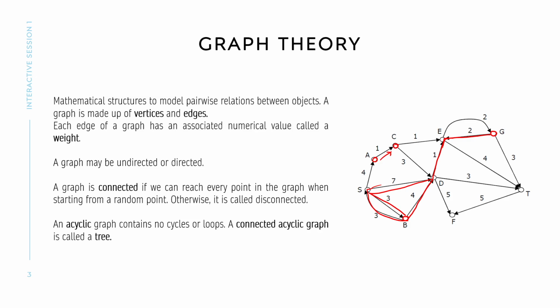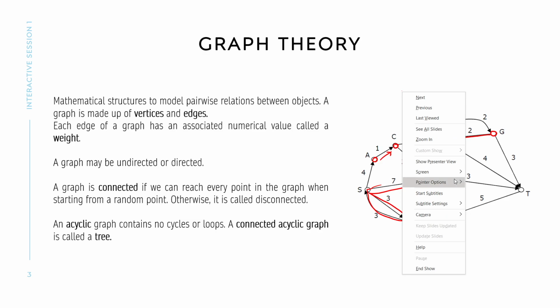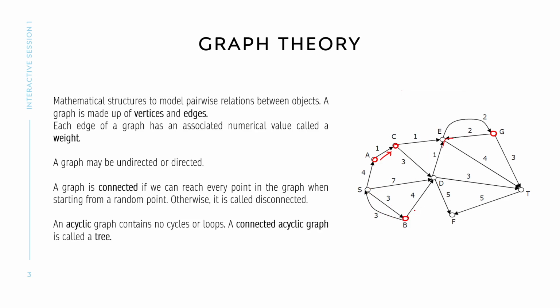So in the case of this graph, it's a directed graph, right? So we always have to follow the arrows. If it was not directed, then S, D, B would have been a cycle. But in this case, it's not a cycle. D does not point to B, B points to D, right?